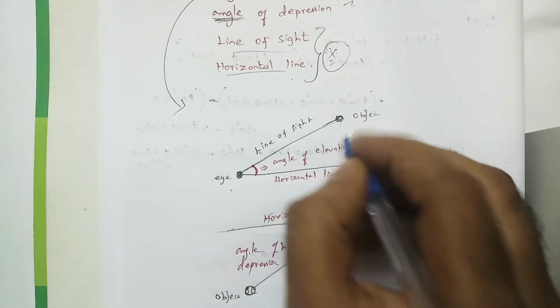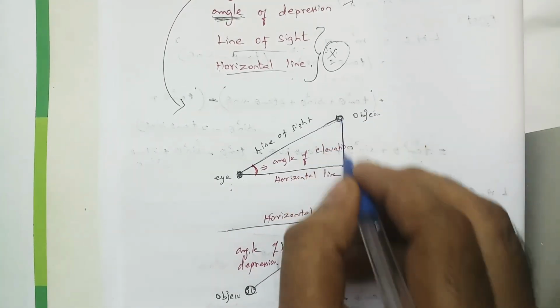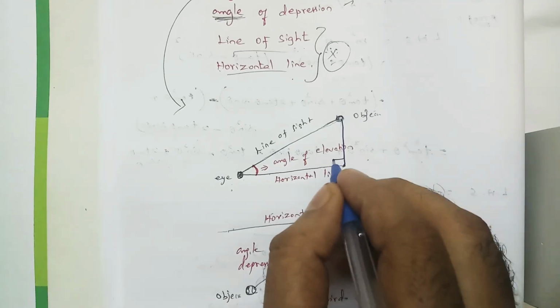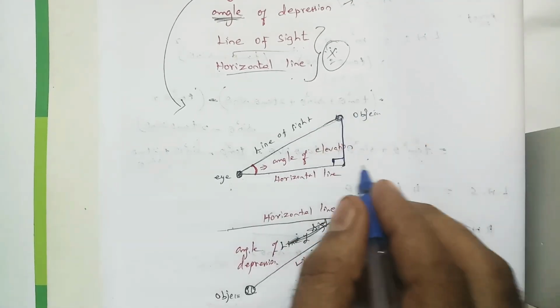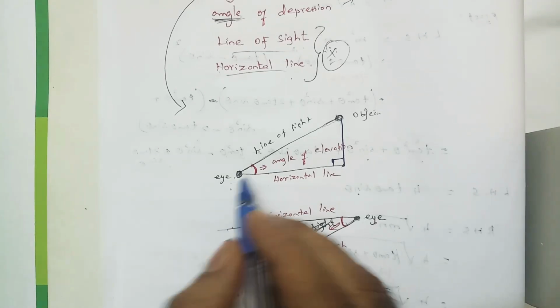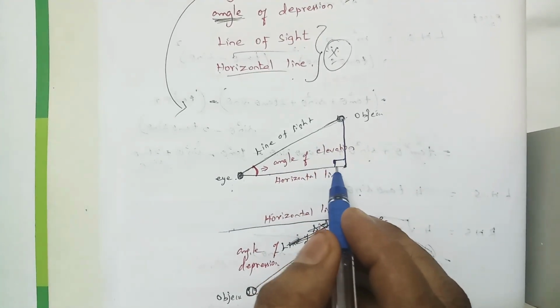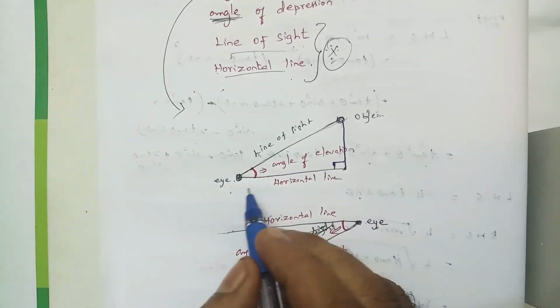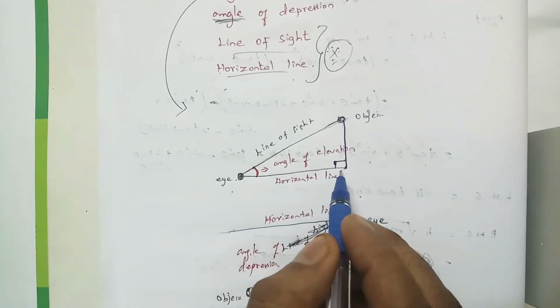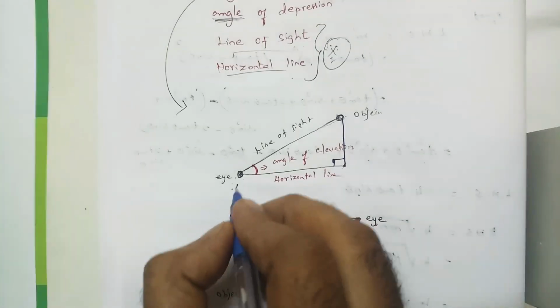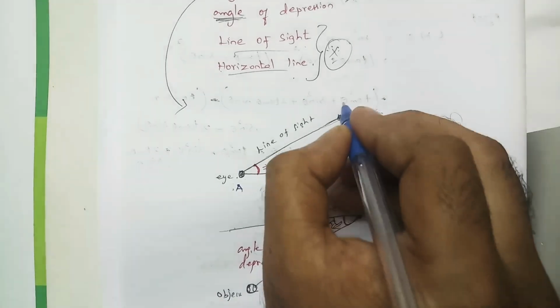I am just joining the object and the point, right? Now what we are getting? We are getting a right angle triangle: eye, object, and the third one is the point. In this right angle triangle, I am just giving the names A, B and C.